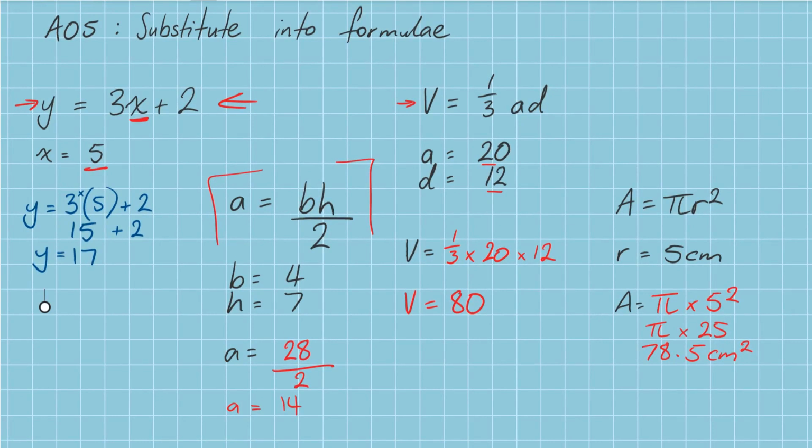Not only incredibly handy for algebra, but also something that's used in other areas of maths, like geometry, measurement, and also in a number of other subjects like physics and science. So a really useful skill to have. So that's AO5, substituting into formulae.